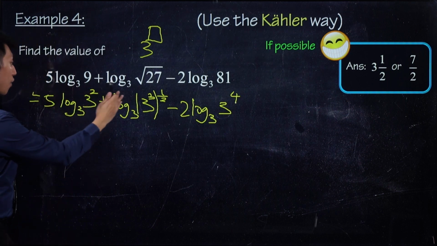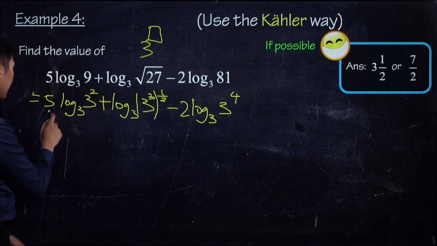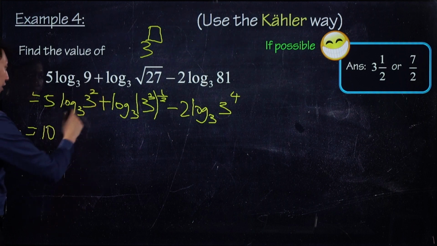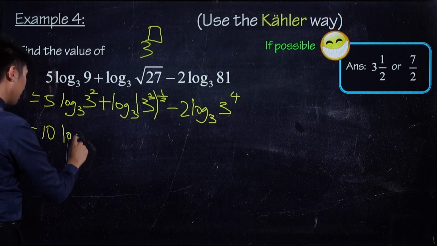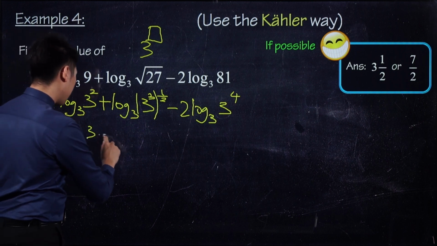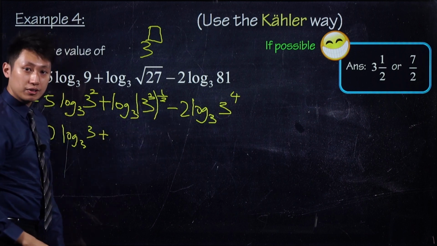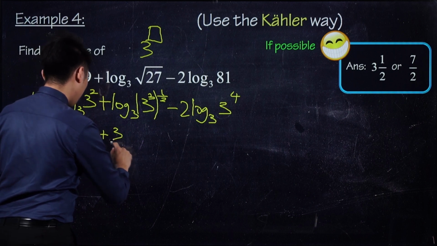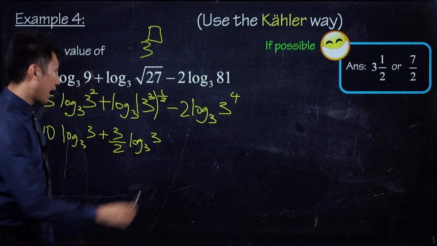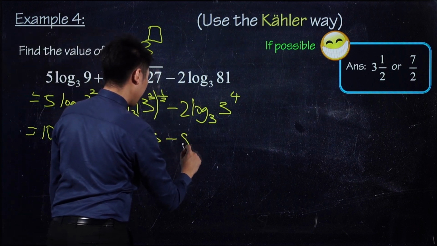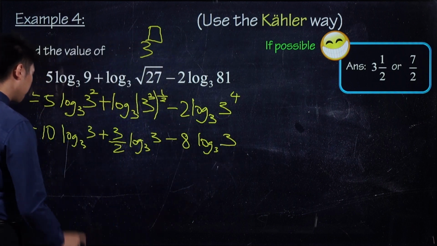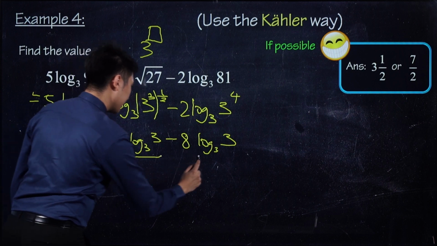Then I move all the powers outside. Then see what I get. This one, I get 2, put it out, becomes 10 log 3. I just write it for the first time. Log 3, I keep it here. Then plus, this one gives you 3 over 2, get it? 3 over 2, then log 3 3. And this one gives me negative 8 log 3. I underline this, this, and this.